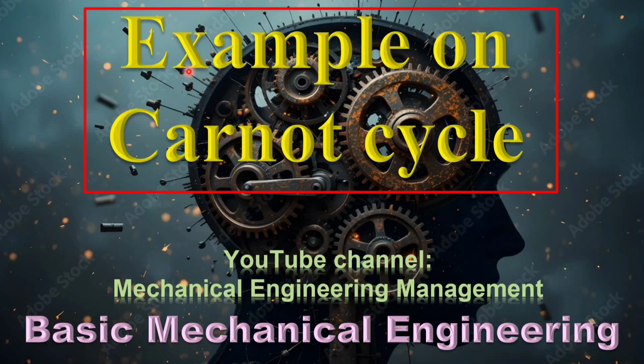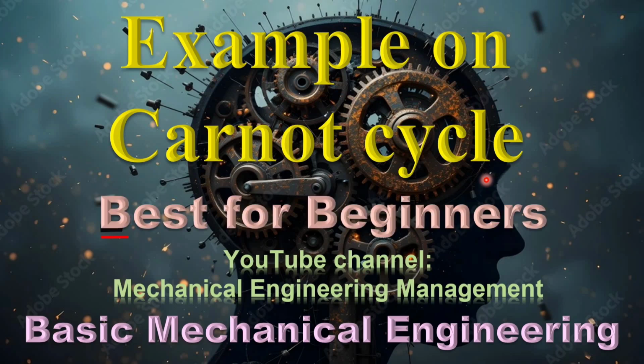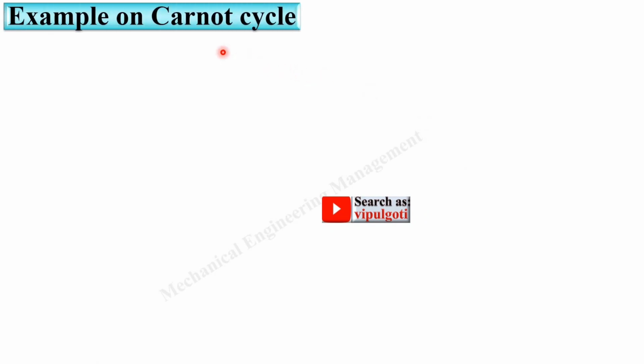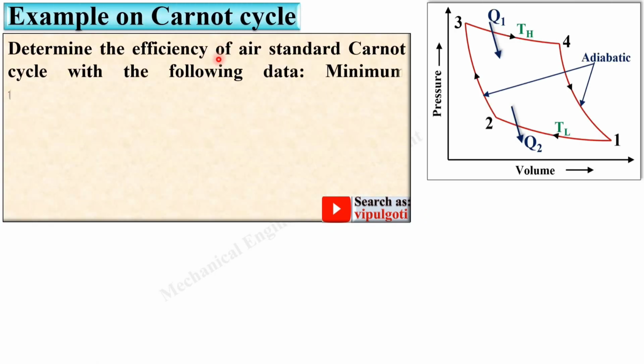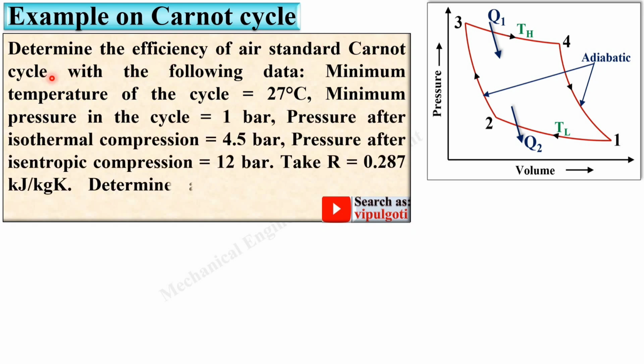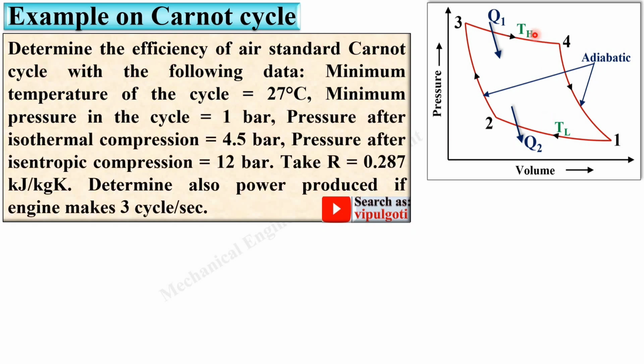Today we are going to see one example based on the Carnot cycle, and this is the base problem for the beginners. So let's see first of all the description of the given problem. Here you can see, determine the efficiency of air standard Carnot cycle. And this is the PV diagram, means pressure versus volume diagram of the Carnot cycle.